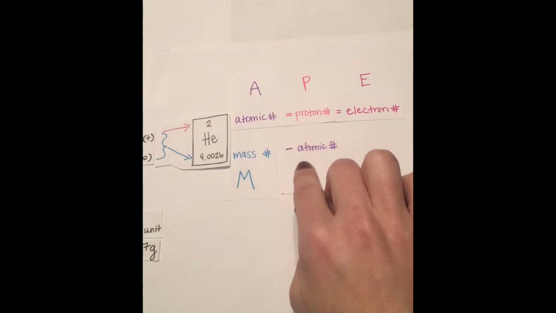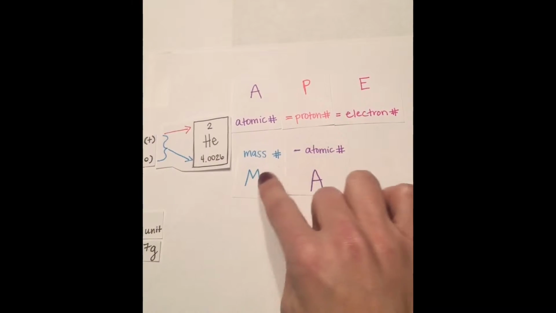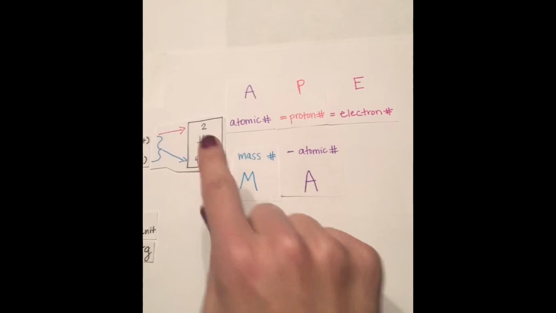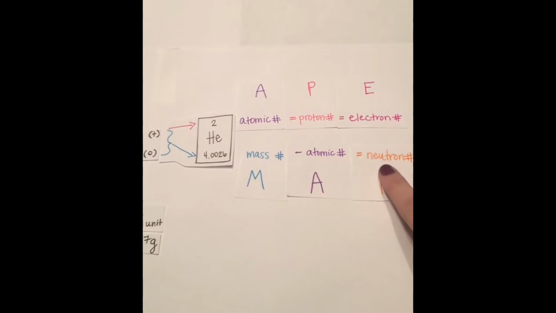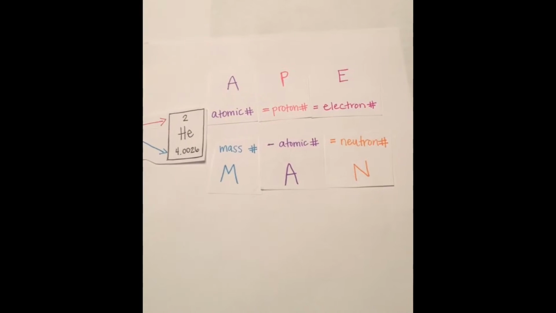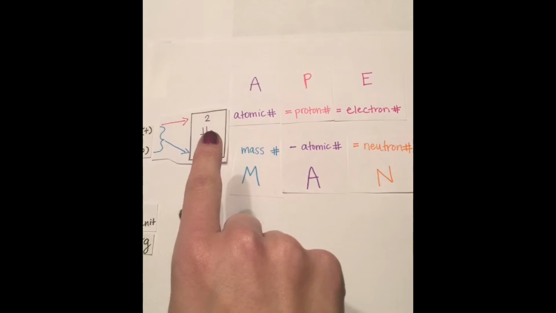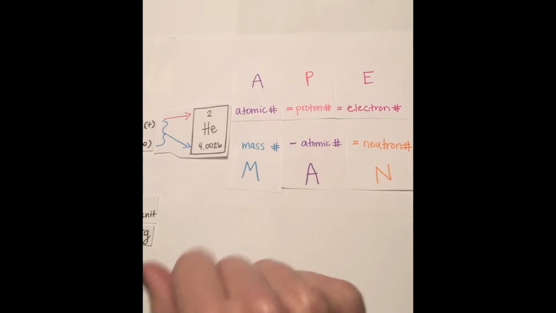So the mass number, 4, minus the atomic number. Now the atomic number in this example is 2. So 4 minus 2 equals our neutron number. So for helium, helium has 4 as its mass number, subtract the atomic number, that's going to give us the number of neutrons, which is 2.